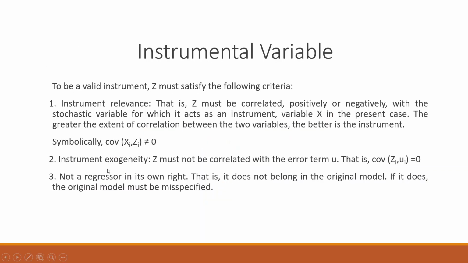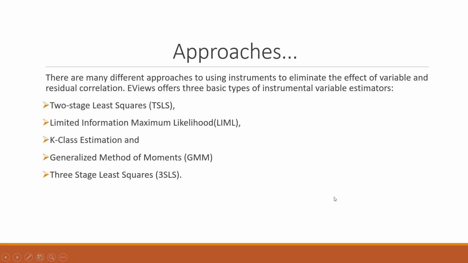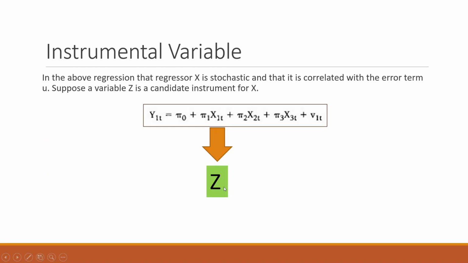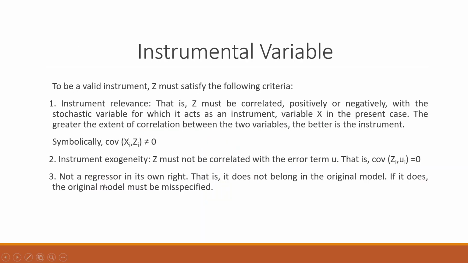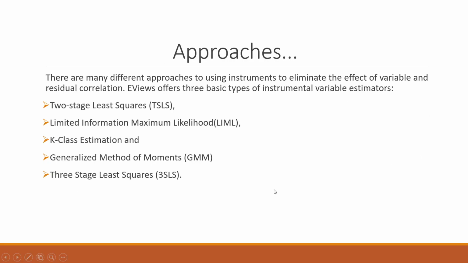At the same time, instrument exogeneity: z must not be correlated with the error term mu. The covariance of z and mu should be equal to 0. I'm talking about this term. The relationship between z and the error term should be equal to 0. Note that z is not a regression in its own right. That is, it does not belong in the original model. It should not be in the original model. If it does, the original model must be misspecified.